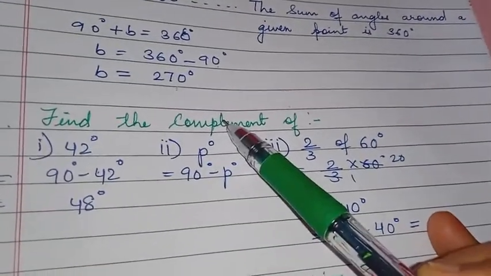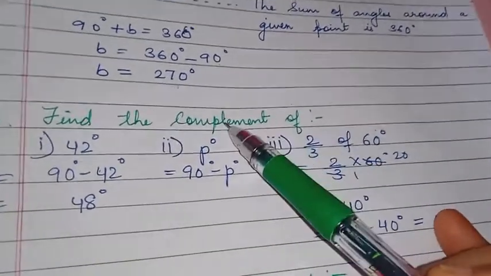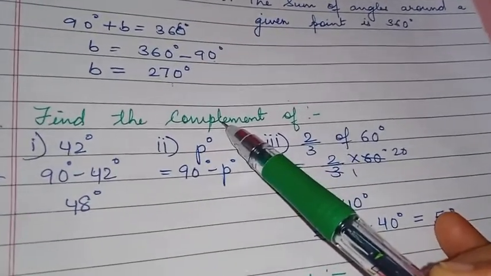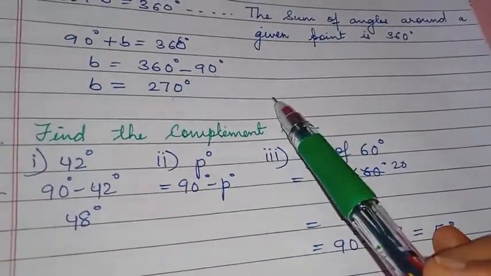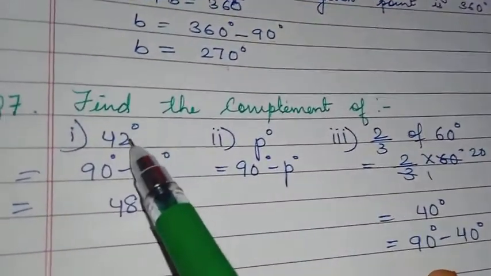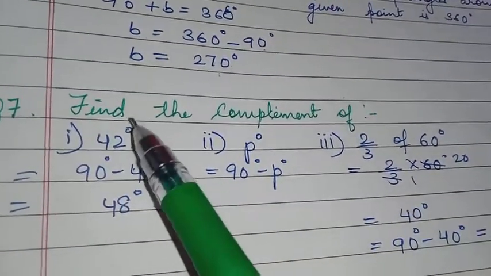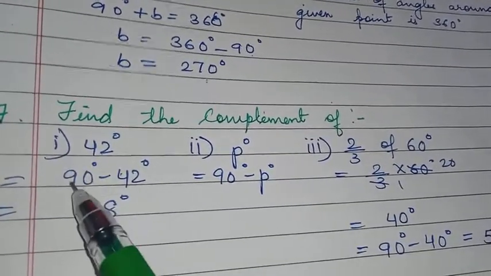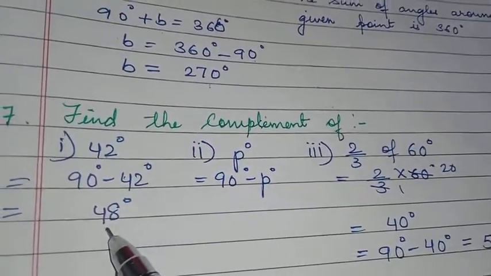Complement means two angles are said to be complementary angles when their sum comes to be 90 degrees. So complement is related to 90 degrees. If I want to find the complement angle of 42 degrees, I must subtract it from 90 degrees. So 90 degrees minus 42 degrees is 48 degrees.